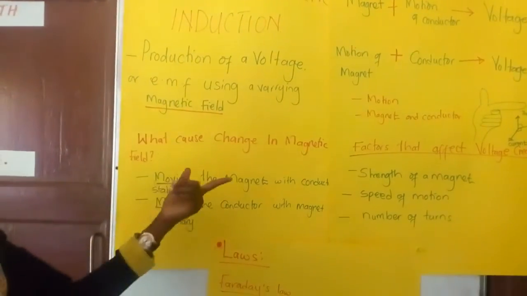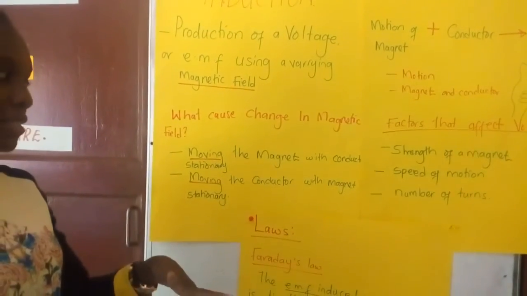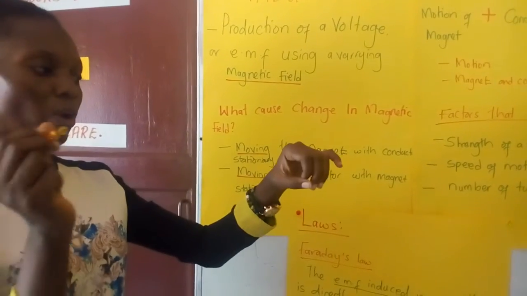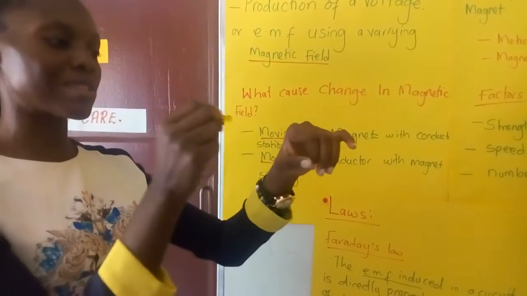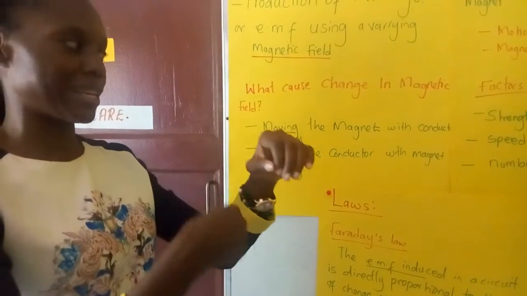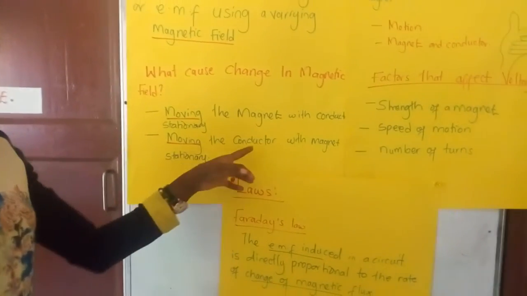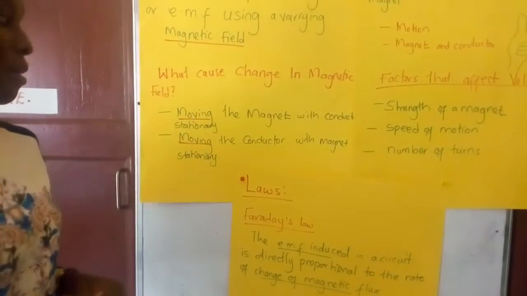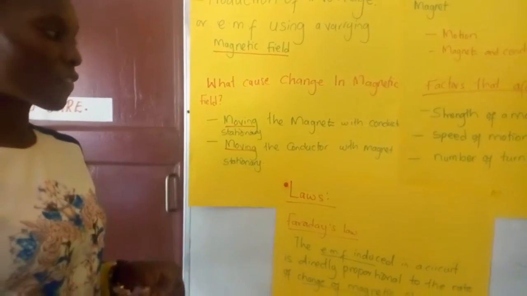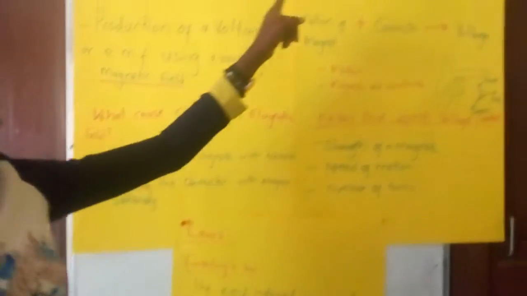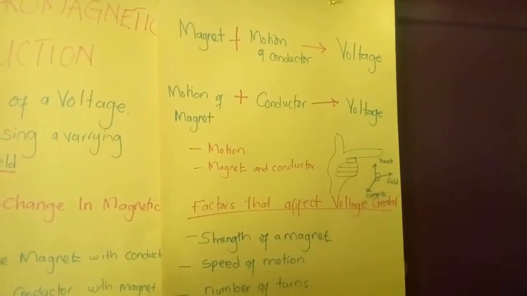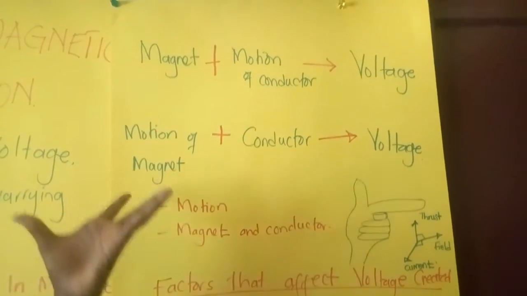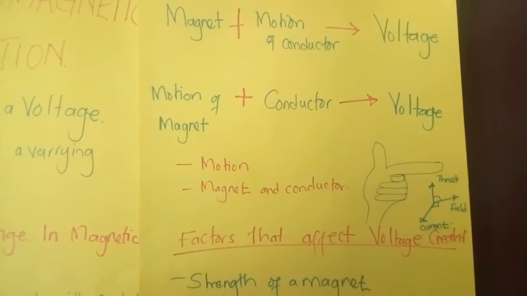So here, what causes the change in magnetic field is simply moving the magnet with a conductor stationary. You can have a conductor stationary, then you bring a magnet near it or away. Whether you bring it near or away, as long as there is motion, you always have current go through this conductor. Or you can have the magnet stationary, then you bring the conductor close or away from the magnet. You always have the same effect. So all that you need is magnet and motion over conductor, or motion over magnet and the conductor, then you'll have the voltage. So you need the magnet, the conductor, and then the motion. Those three things are important.